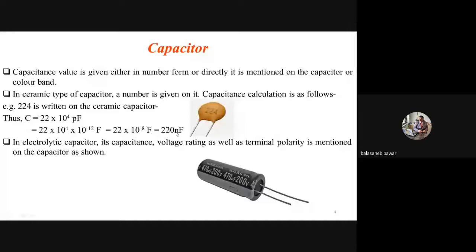Similarly, in the case of another type of capacitor, the electrolytic capacitor, as it is a polarized capacitor, remember its capacitance as well as voltage rating, the maximum voltage storing or handling capacity, is directly given by the manufacturer. On the shown electrolytic capacitor, it is written as 470 microfarad and 200 V. That means this capacitor is of 470 microfarad and its voltage handling capacity is 200 volts.